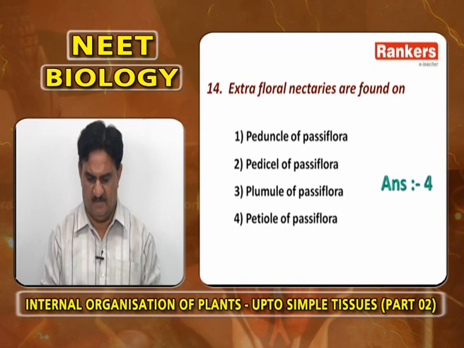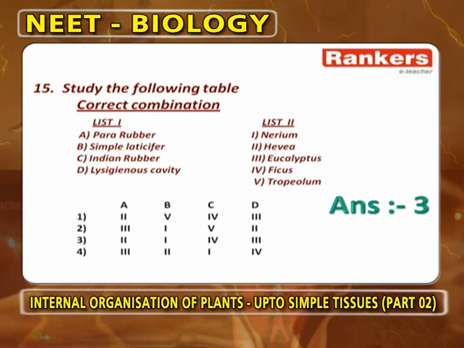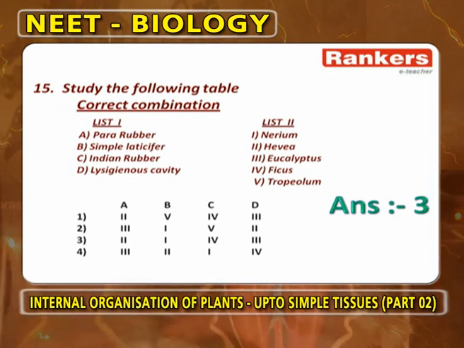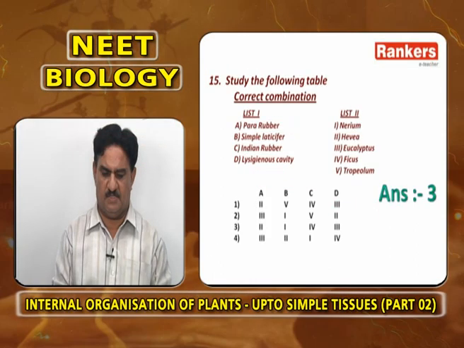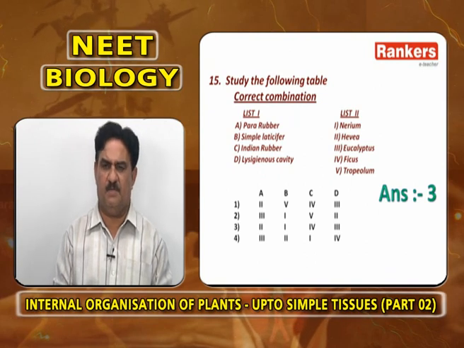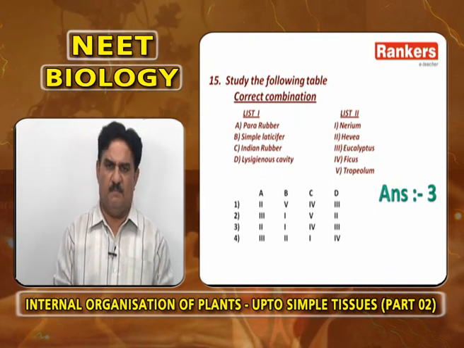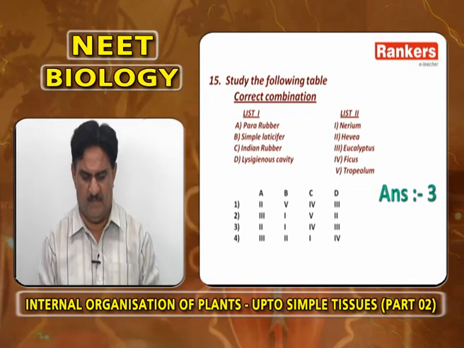This is a matching. Para rubber, simple lattice fur, Indian rubber, lysigenous cavity. This is regarding special tissues and other things. List 2: Nerium, Hevea, Eucalyptus, Ficus, Tropaeolum. A is true. Para rubber is obtained from Hevea brasiliensis.